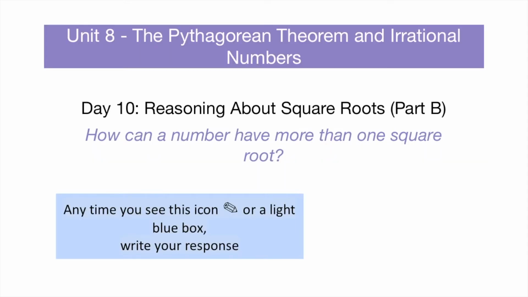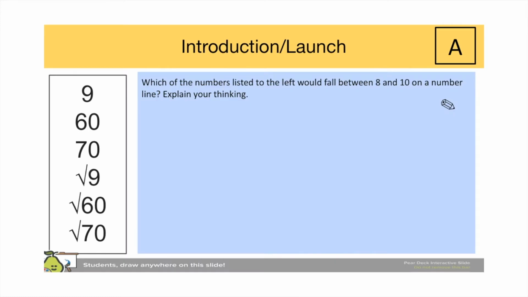8th graders are working on Unit 8, the Pythagorean Theorem and Irrational Numbers. Day 10, Reasoning about Square Roots. Part B, How can a number have more than one square root? The introduction asks students which of the numbers listed to the left would fall between 8 and 10 on a number line. Explain your thinking.